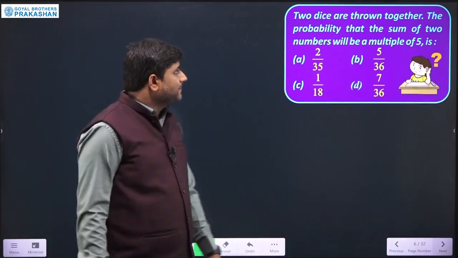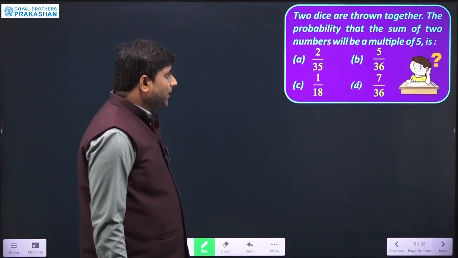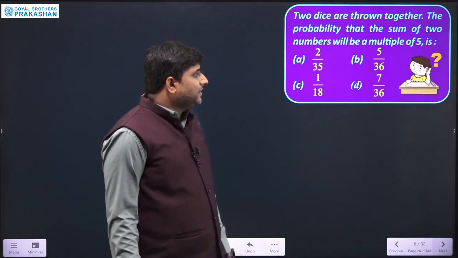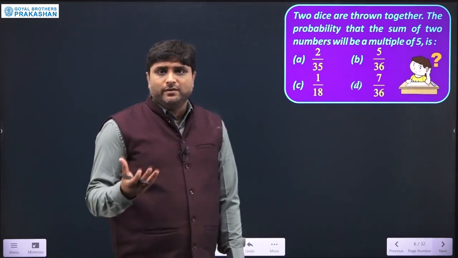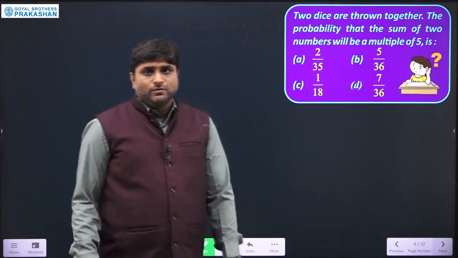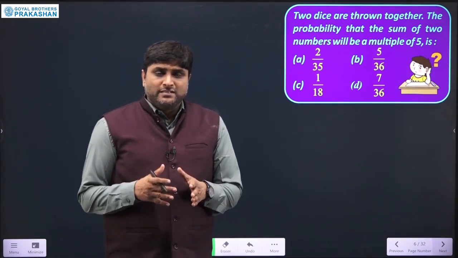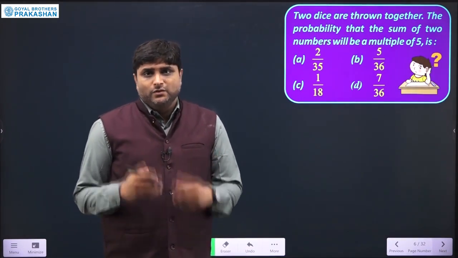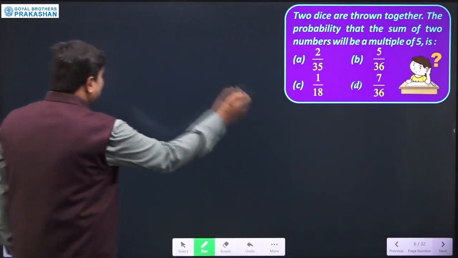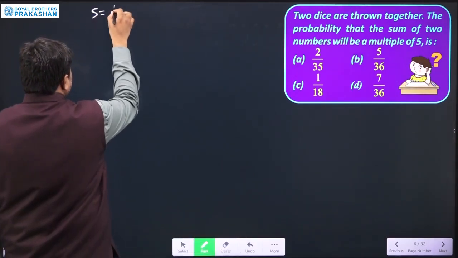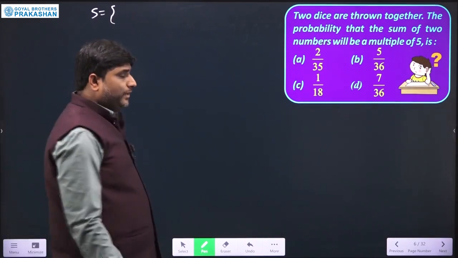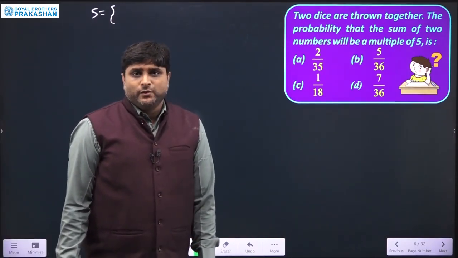So the question is, two dice are thrown together. The probability that the sum of two numbers will be a multiple of 5 is. So here the experiment is we are throwing two dice together. So if we first write the sample space for it, this is interesting, dear student. Pay attention here. Two dice we are throwing.